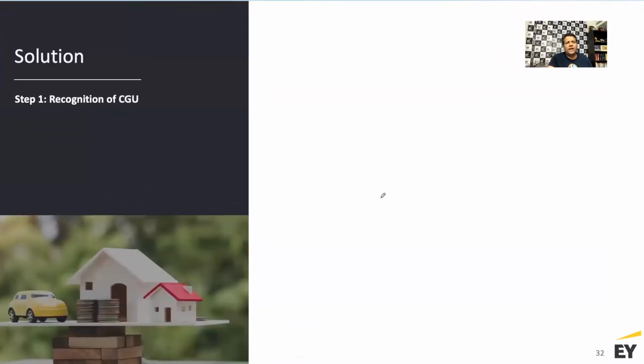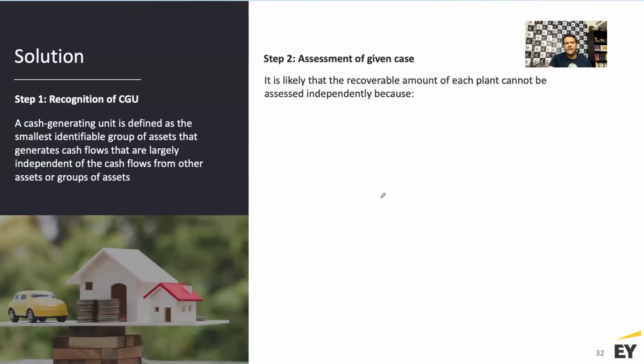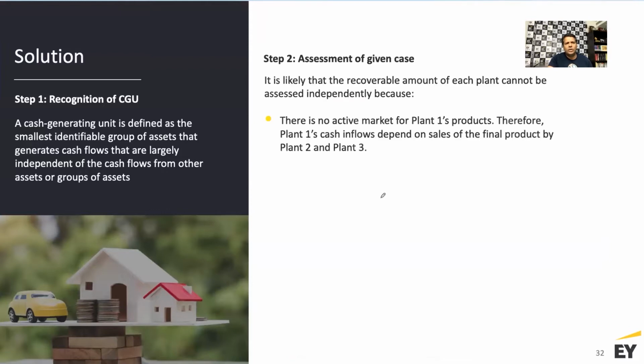So essentially, we are looking at the recognition of CGU, the cash generating unit, which is defined as the smallest identifiable group of assets that generate cash flows that are largely independent of the cash flows from other assets or group of assets. In the given case, it is likely that the recoverable amount of each plant cannot be assessed on a standalone basis, and hence you need to look at all three possibly together. There is no active market for plant 1. Therefore, plant 1 cash flow depends on sale of the final product by plant 2 and plant 3.